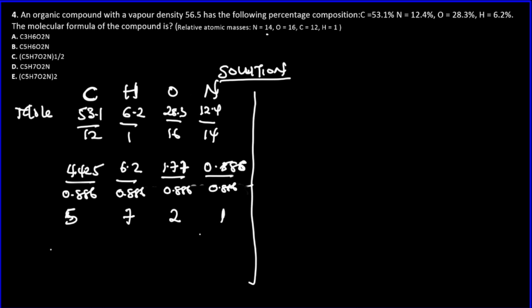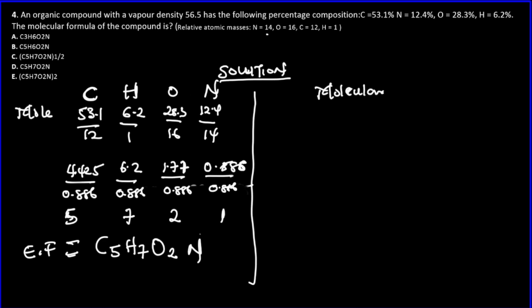1. So empirical formula, you attach it as a subscript to the chemical symbol. That's C5. We have H7. We have O2. We have, is it O2? Yes. And we have N. So this is the empirical formula. But remember, we have to look for the molecular formula. So how do we find the molecular formula?